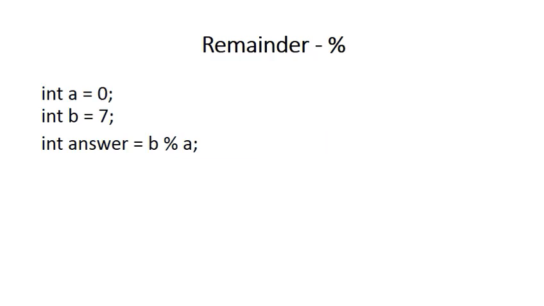Last comment on the remainder. What we're trying to do here is we're saying 7 remainder 0. The remainder, you can see, is kind of a fancy version of the division. And you remember that you cannot divide by 0. So the same applies to the remainder. You can't apply the remainder to a 0. So in this case, the program will also crash.